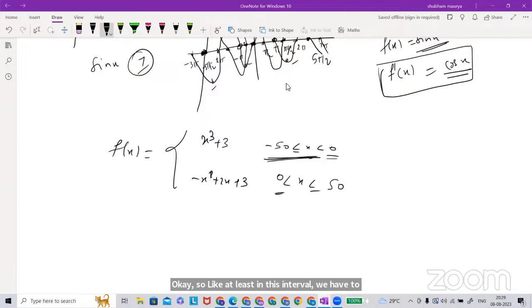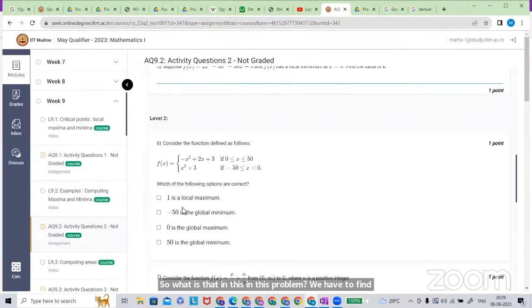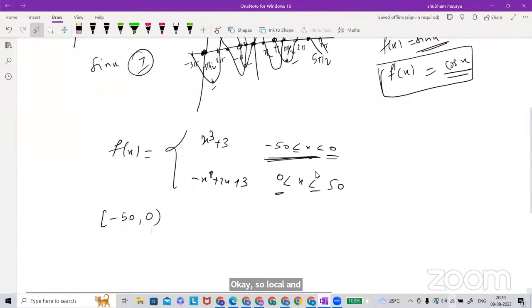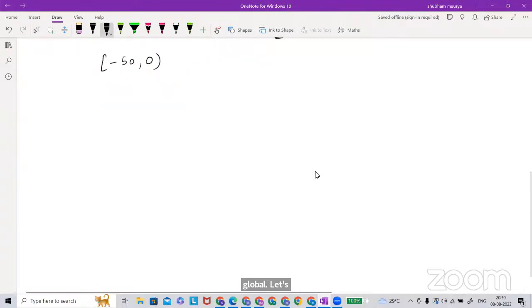Can you also explain what local and global maximum and minimum are? In this problem, we have to find the global maxima or minima and also the local maxima and minima. What is the difference between local and global maximum? Let's see it in geometric form, which will be good. Geometrically we can see it here.